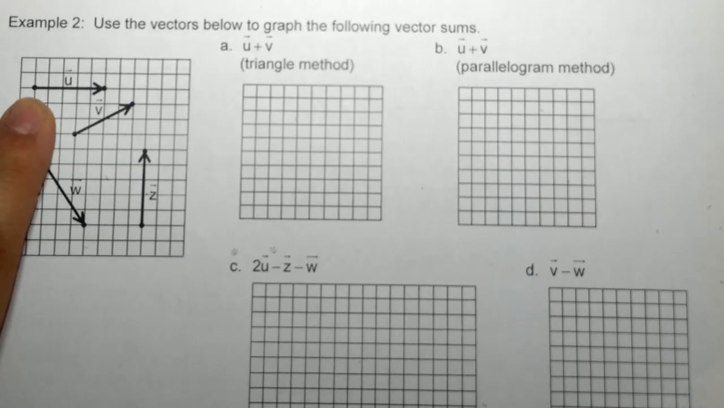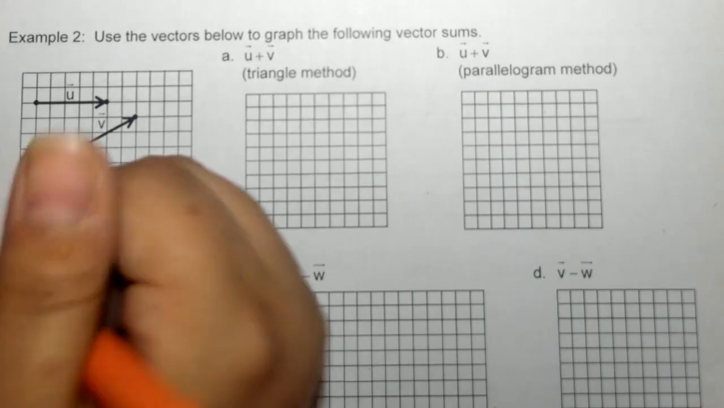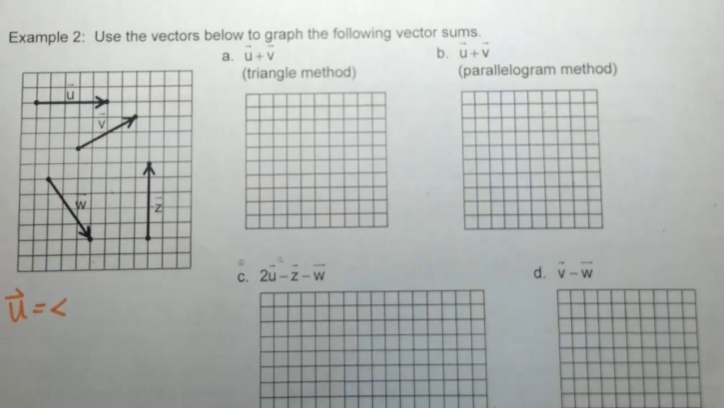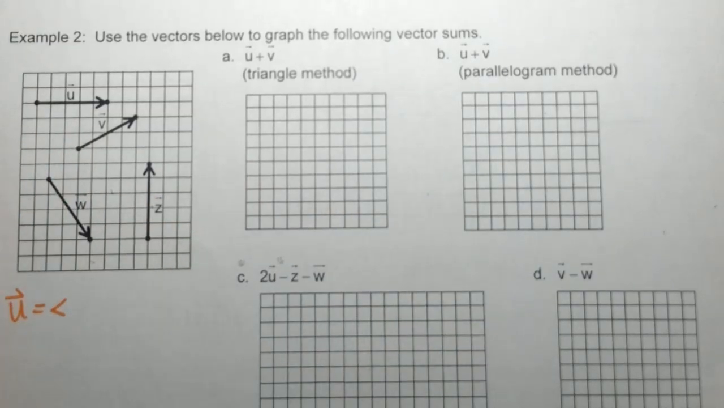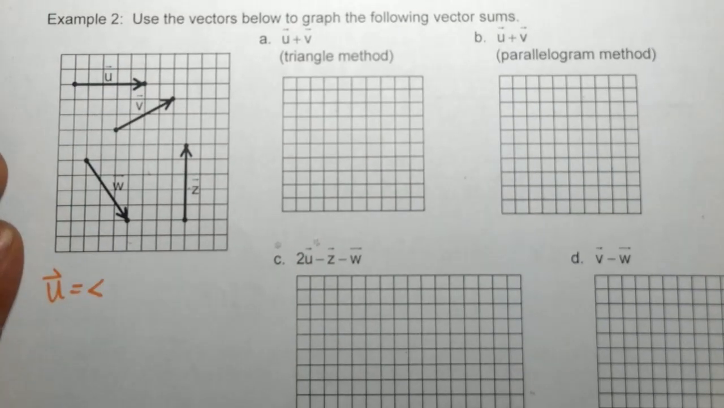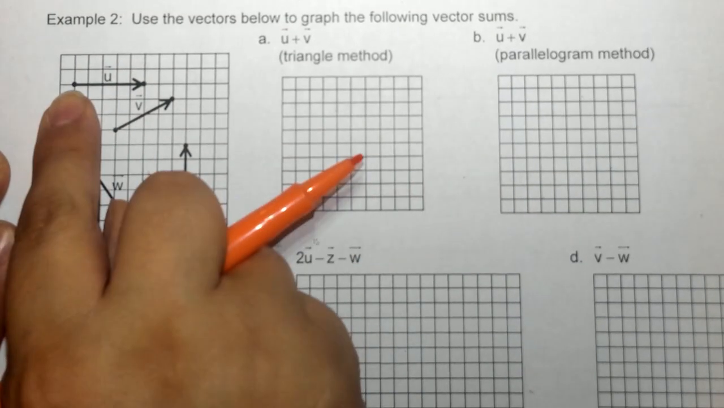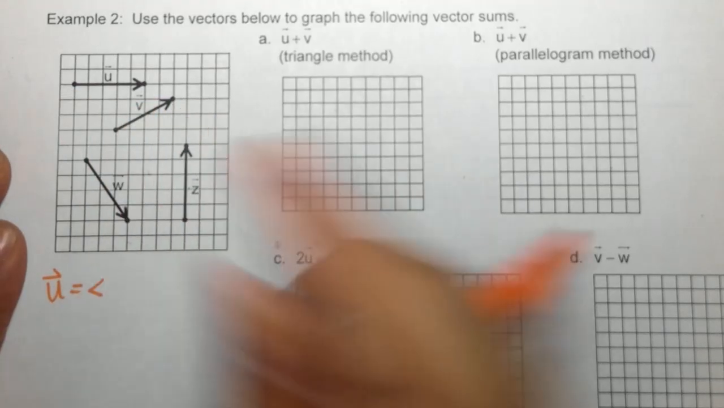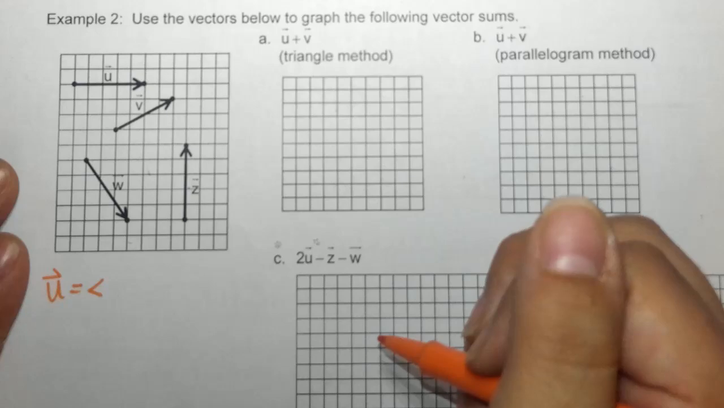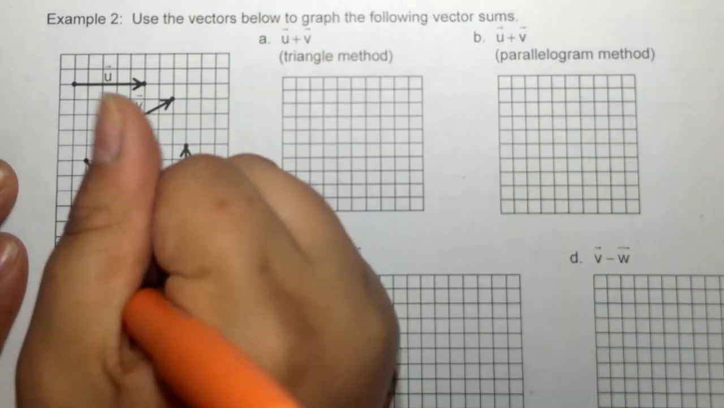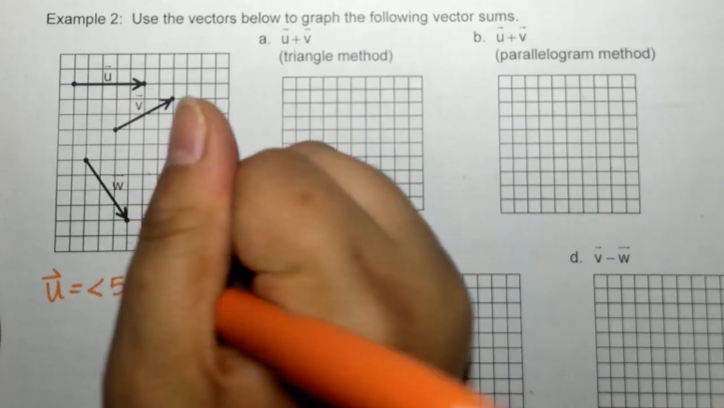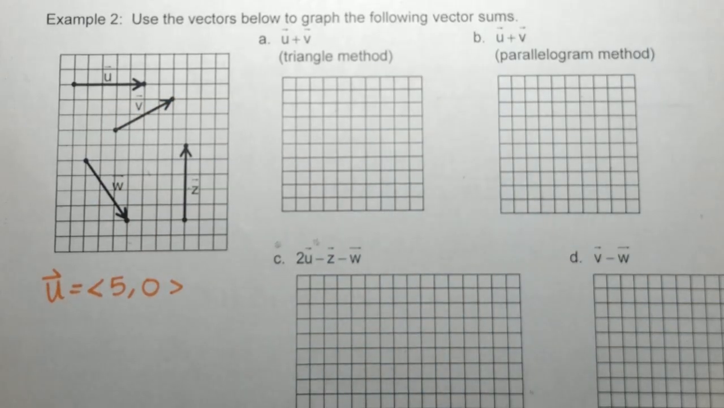kind of like an x component and a y component. So here's vector u, and we use chevrons to represent these components. Chevrons, arrows, carrots, whatever you call them. How does vector u move from its initial to its terminal point? How many right? 5 right, and how many up or down? 0. So this is represented as 5, 0.